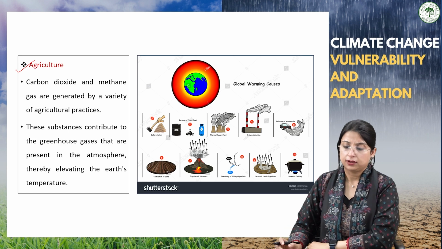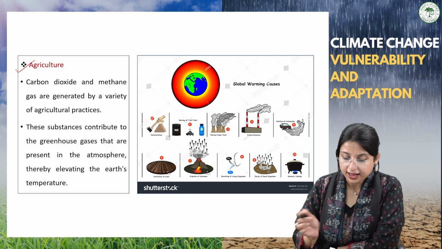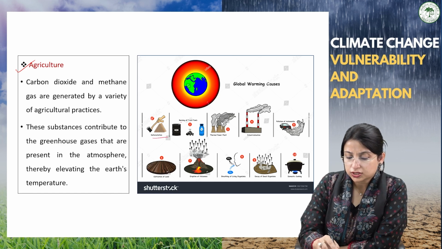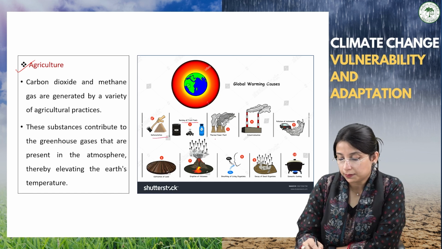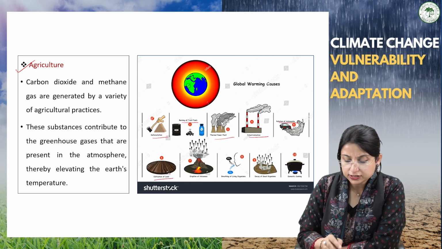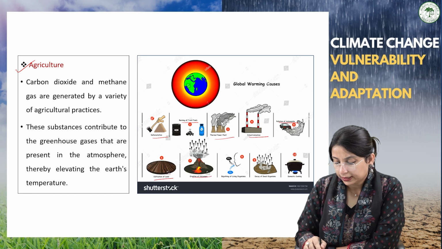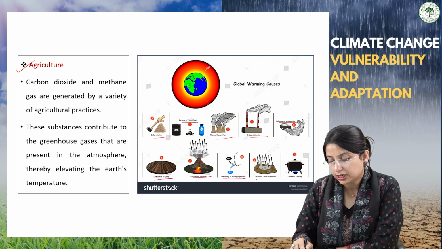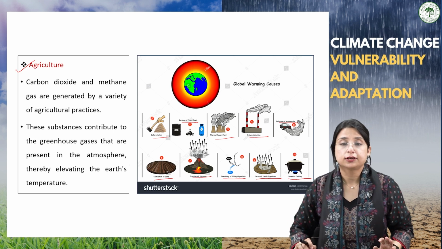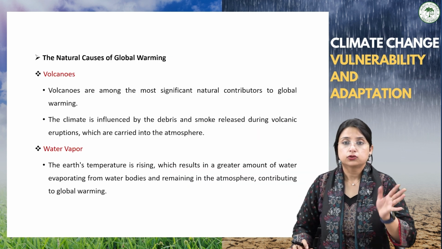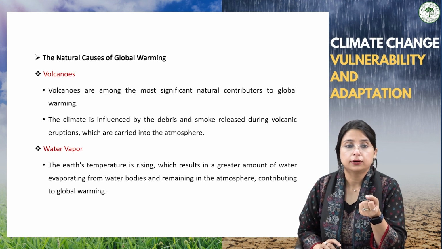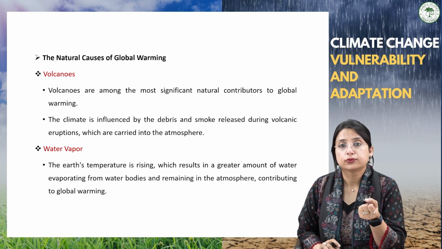Here, different causes of global warming have been depicted through the pictures you can see: deforestation, burning of fossil fuels, thermal power plant, industrialization, pollution from automobiles, cultivation of land, eruption of volcanoes, breathing of living organisms, decay of dead organisms, domestic cooking, mainly through solid fuels, etc. So, till now we have talked about the anthropogenic causes. Let us talk about some of the natural causes of global warming.